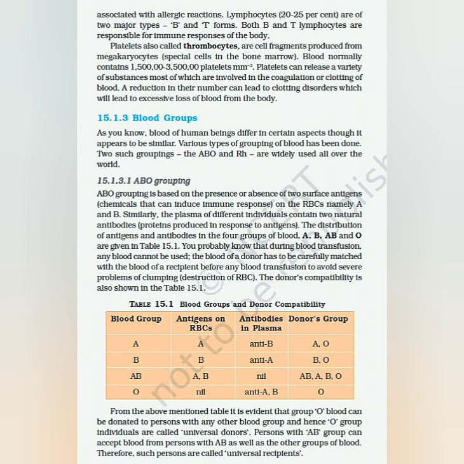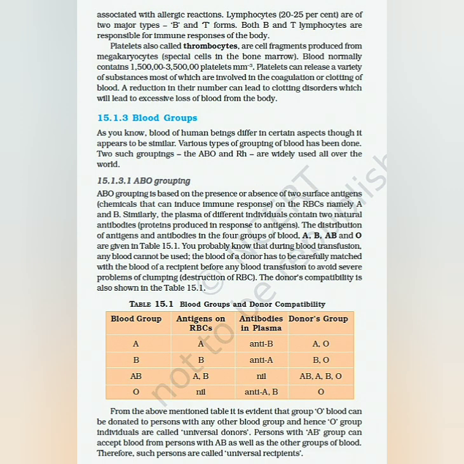Reduction in their number can lead to clotting disorders, which will lead to excessive loss of blood from the body. Blood groups. As you know, blood of human beings differ in certain aspects, though it appears to be similar. Various types of grouping of blood have been done. Two such groupings, the ABO and Rh, are widely used all over the world.